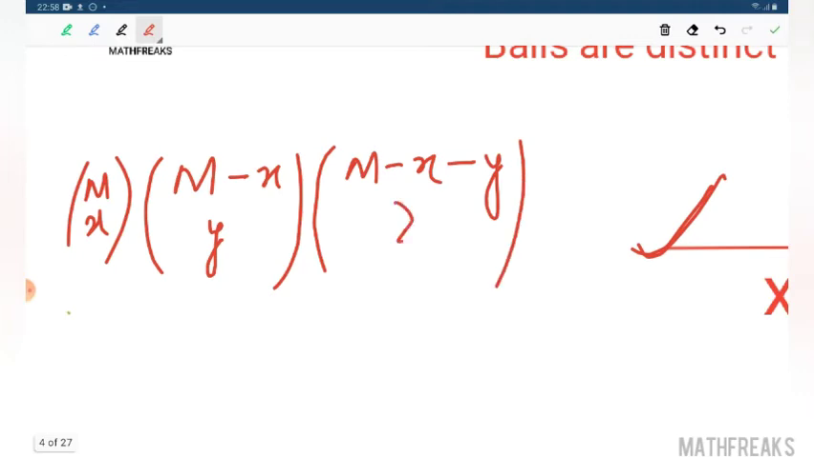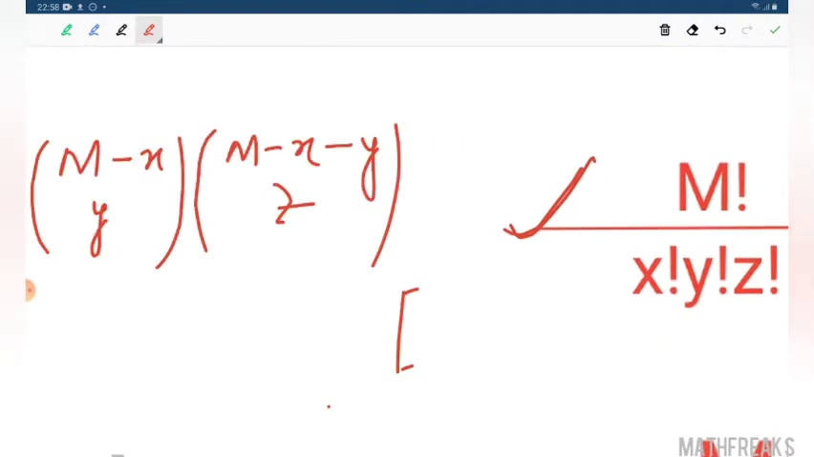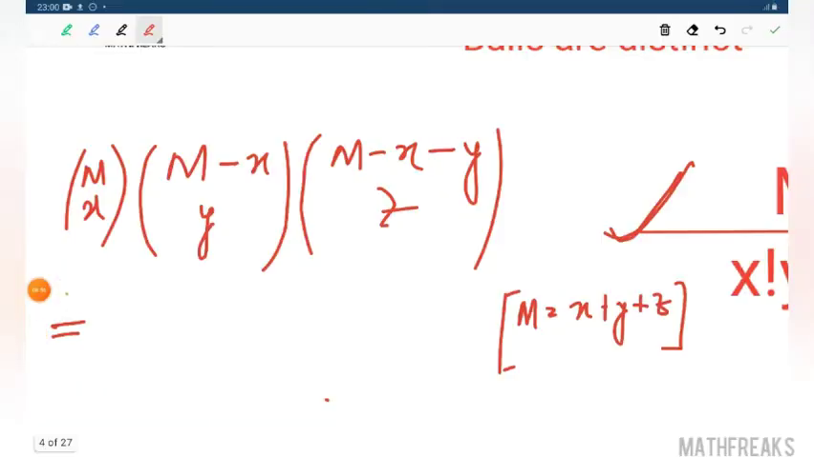Choose Z. M equals X plus Y plus Z, because we are distributing M things. So M minus X minus Y equals X plus Y plus Z minus X minus Y, which will give us Z choose Z.